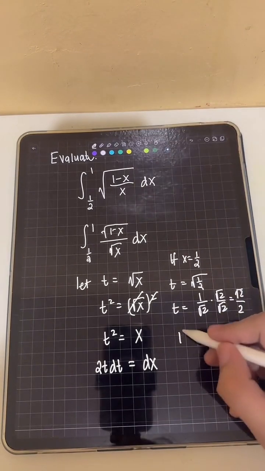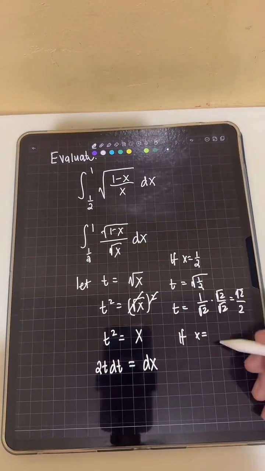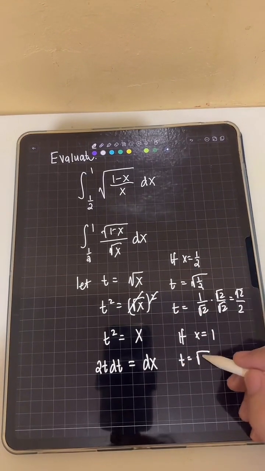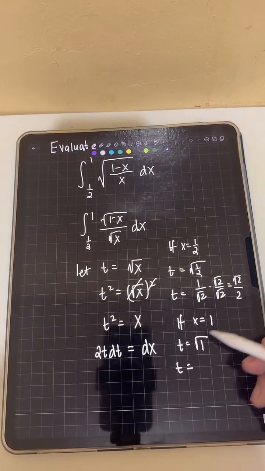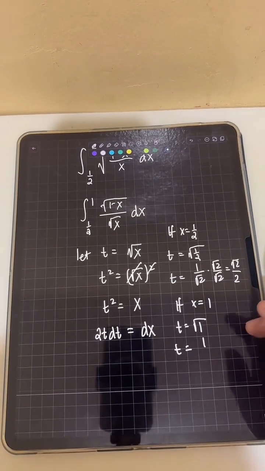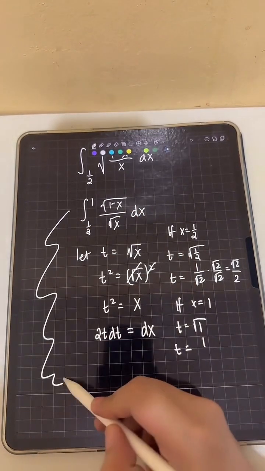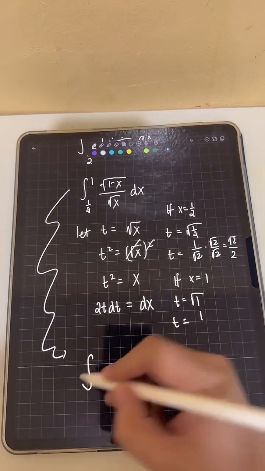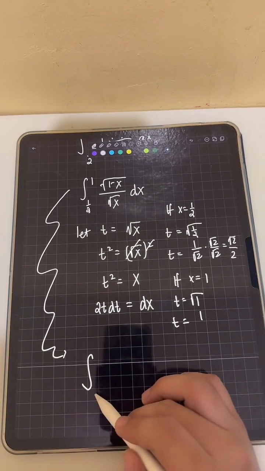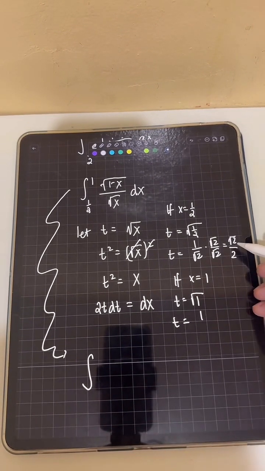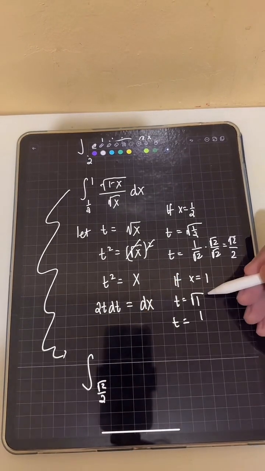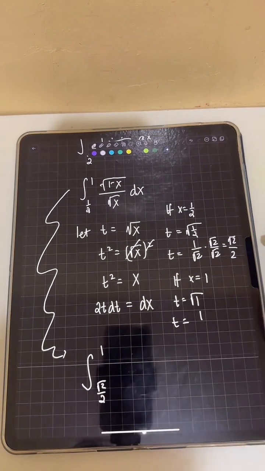For the upper limit, if x is equal to 1, substitute here, we will have t is equal to the square root of x, which is 1. t is equal to 1. Okay? So if we try to substitute all the values, the new integral in terms of t will be the integral of, so the new lower limit in terms of t will now be square root of 2 over 2. And the new upper limit in terms of t will now be equal to 1.